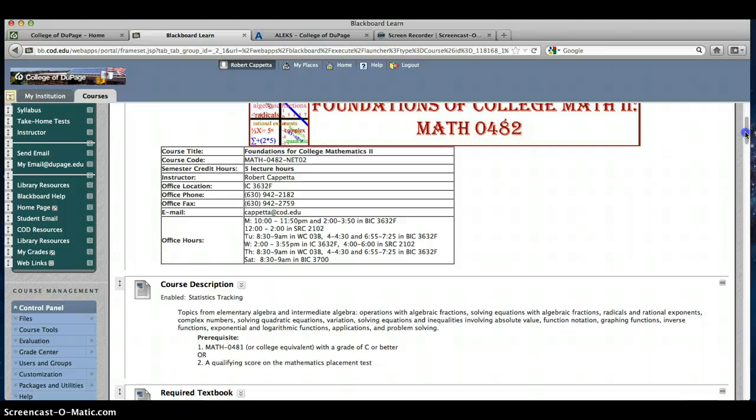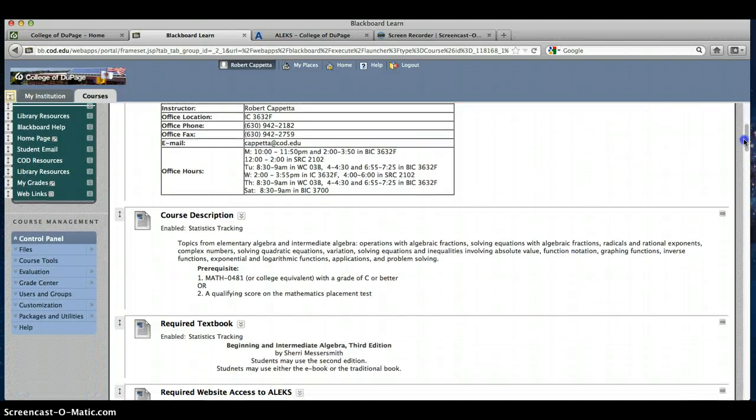Course description gives us an idea of what's expected. Of course, the prerequisite is either Math 0481 or a qualifying score on the math placement test. Hopefully you are in one of those categories. If you are not sure, come and find me and we can talk about it. The textbook is Sherry Messer-Smith's Beginning and Intermediate Algebra, 3rd edition. However, if you have the 2nd edition, that will work too. So you may be able to save yourself some money if you purchase the 2nd edition.